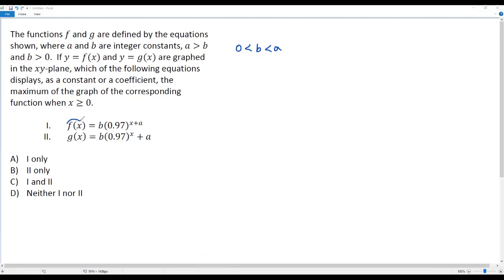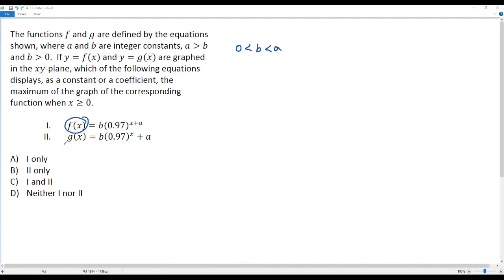Let me consider the function f of x over here, that is equal to b times 0.97 raised to the power of x plus a. We know that b is a constant, that is a positive integer, and it is multiplied by the power over here. In this power, the base is a positive value. In a power, if the base is positive, then whatever value we have for the exponent, the value of this power is always positive. Here a positive integer is multiplied by a positive value. So this product is always positive. That is f of x is always positive.